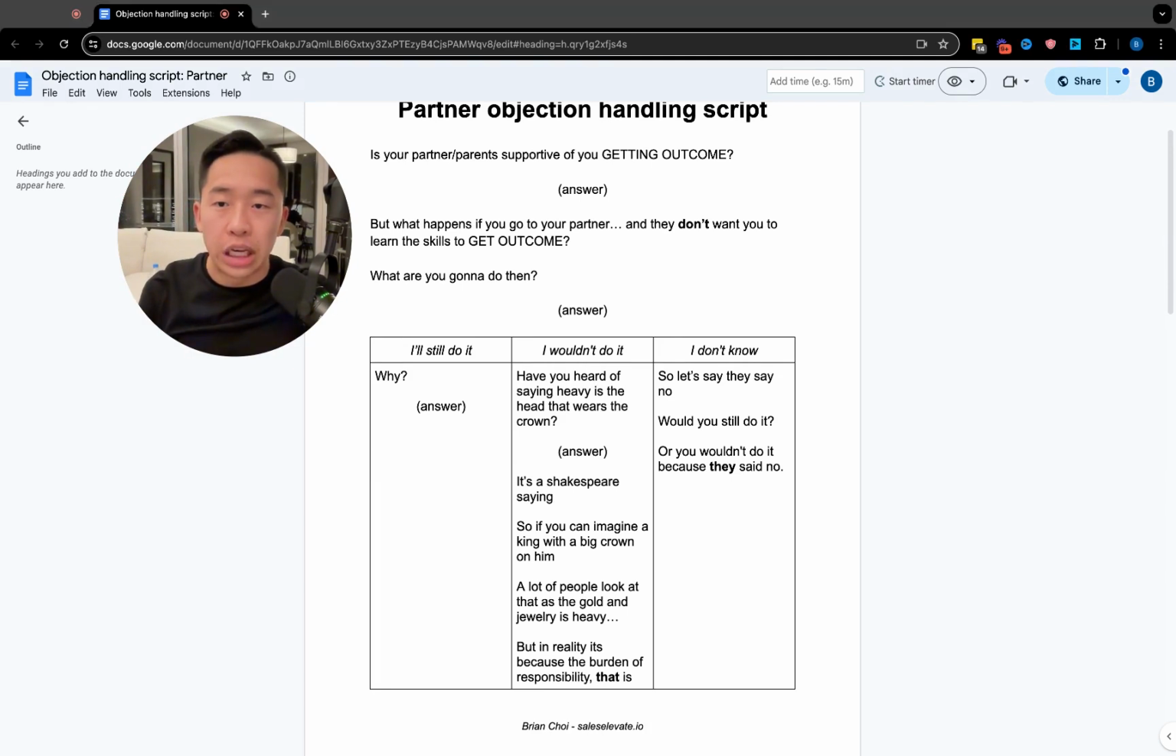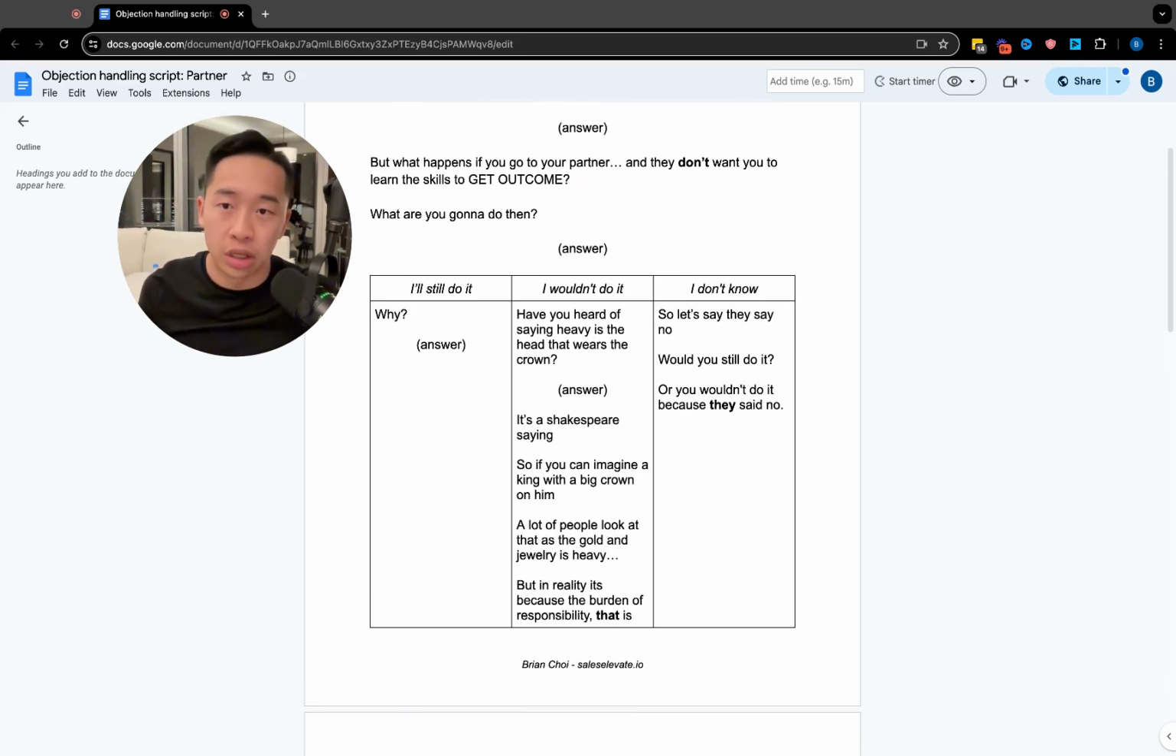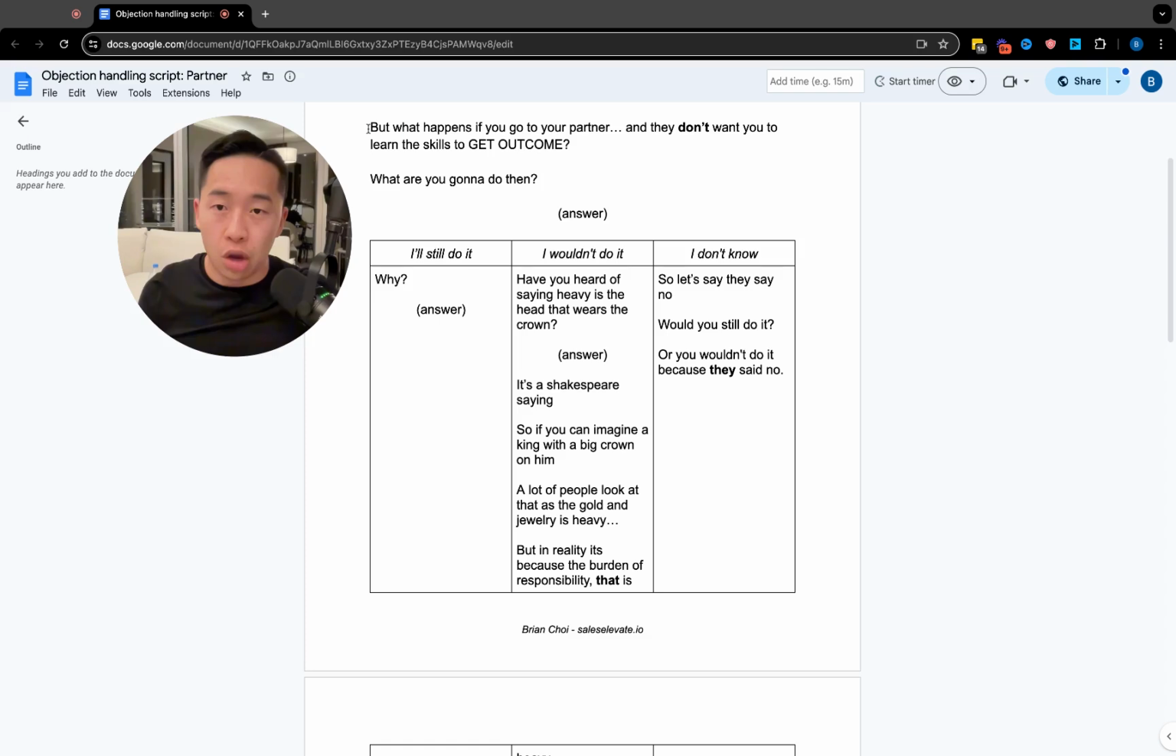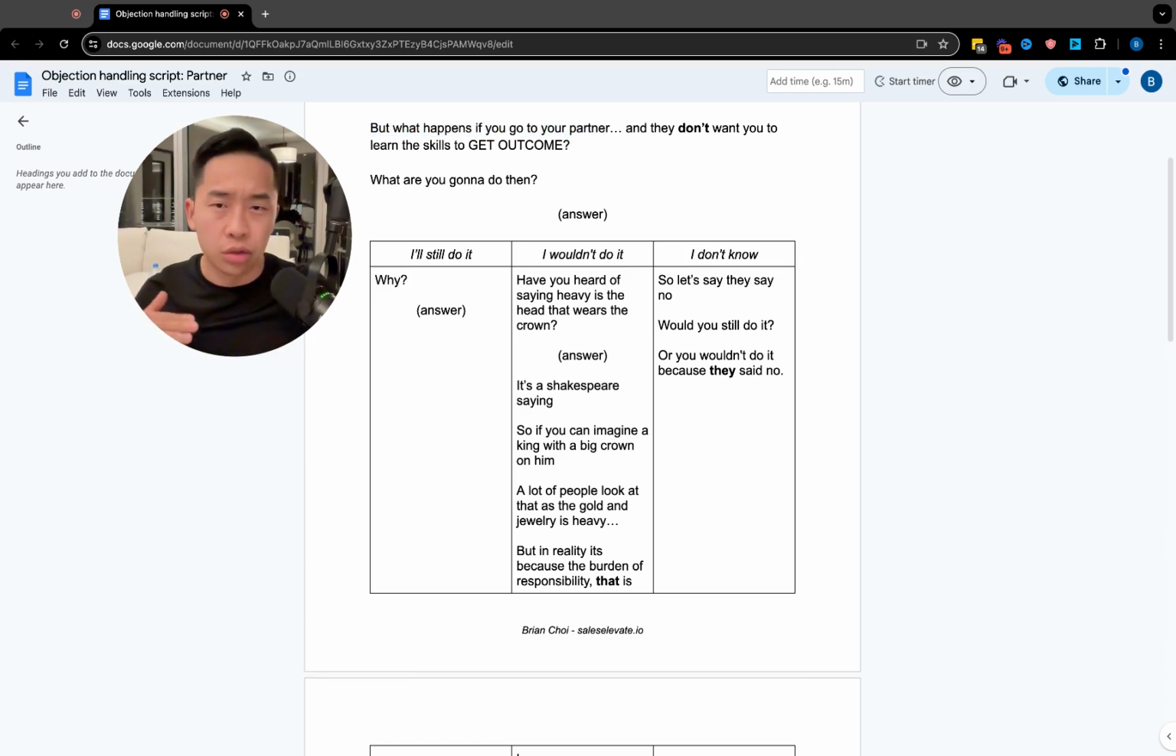So, is your so-and-so supportive of you getting the outcome? Is your wife supportive of you starting a business and providing more for the family? Are your parents supportive of you learning these skills so you can make more money and provide more for them? Is your partner supportive of you really growing the business? Is your partner supportive of you losing that weight? Just insert the outcome. They'll say yes. If they say no, they'll usually say yes anyway. And you ask, okay, but what happens if you go to your partner and they don't want you to learn the skills to get the outcome?